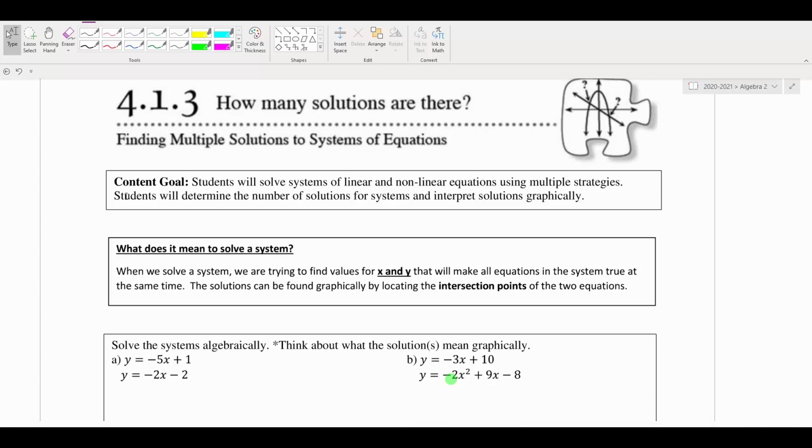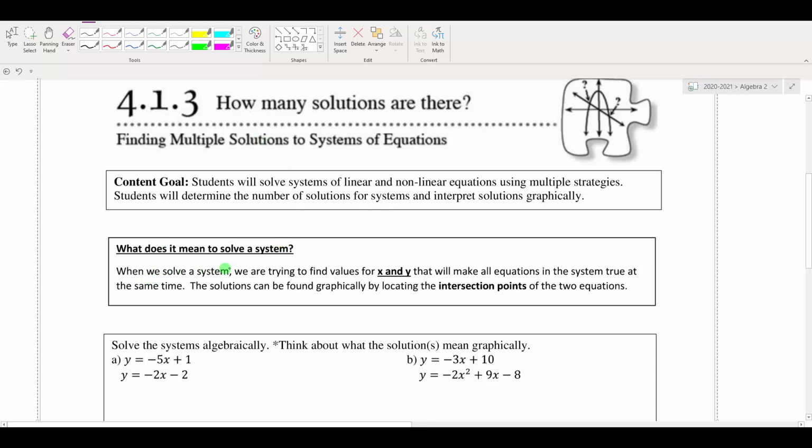Today's lesson is going to talk about systems of linear and nonlinear equations, and we're going to use multiple strategies to help us solve these systems of equations. All right, so let's talk first about what it means. What does it mean to solve a system, whether it's linear or nonlinear?